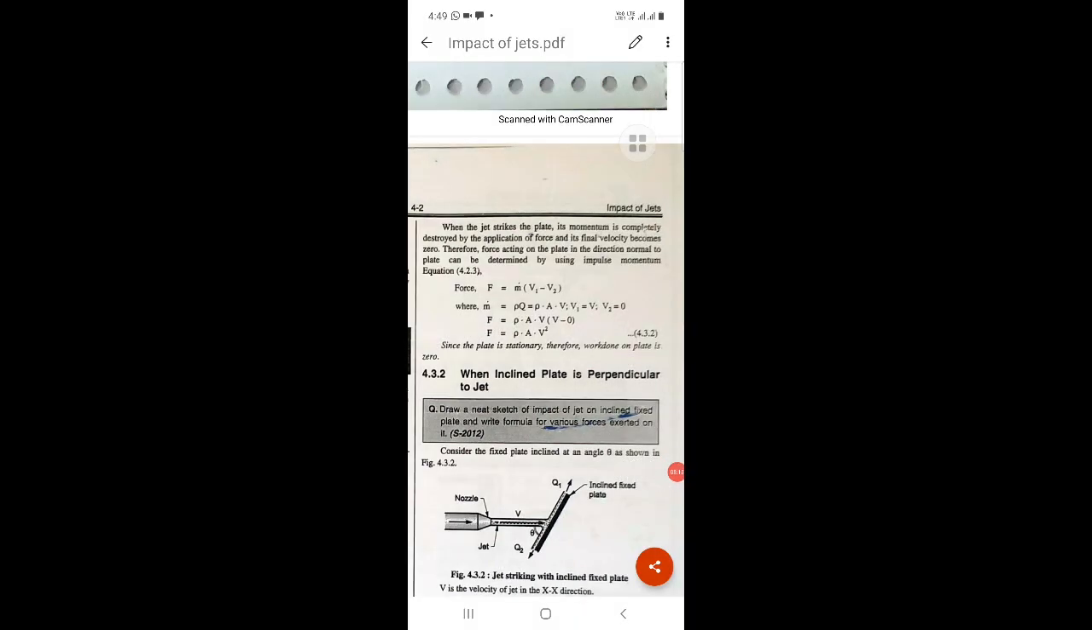Whenever force impacts, the final velocity becomes 0. The force acting in the direction of the jet is determined by the impulse momentum reaction. Force is equal to mass into velocity change: F = m(v1 - v2), where m = ρQ = ρAv, v1 is v, and v2 is 0. So the formula gives ρAv(v - 0), that is ρAv². This is the required force, the impact of the jet when the plate is flat and perpendicular to the direction of the jet.